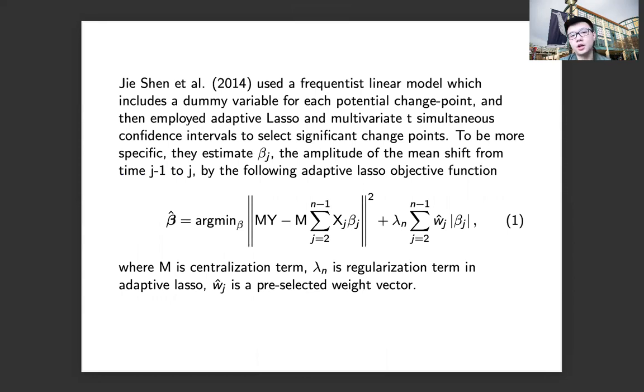So Bayesian and others used a frequentist linear model, which includes a dummy variable for each potential change point, and then employed adaptive lasso and multivariate simultaneous confidence intervals to select significant change points. To be more specific, they estimate beta j, the amplitude of the mean shifts from the last time step to the current time step, by the following adaptive lasso objective function, which is here. So the M here is the centralization term, lambda n is the regularization term in adaptive lasso, and Wj is a pre-selected weight vector.